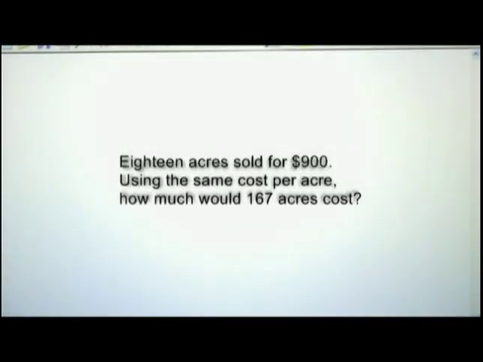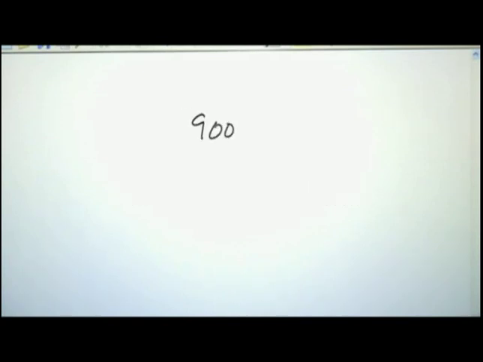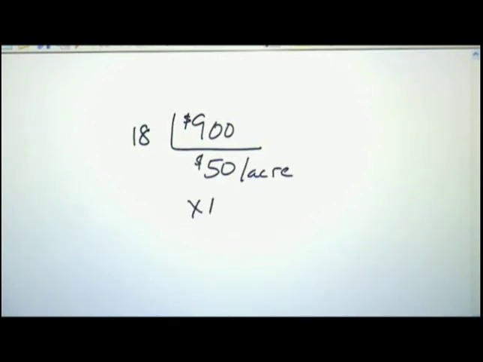18 acres sold for $900. Using the same cost per acre, how much would 167 acres cost? So if I take my $900 total cost for the 18 acres, divide it by 18, I get $50 per acre. If I then multiply that times 167 acres, I get a sales price of $8,350.